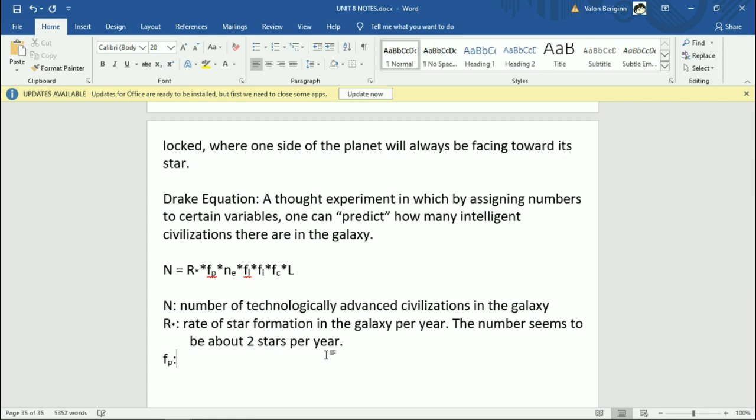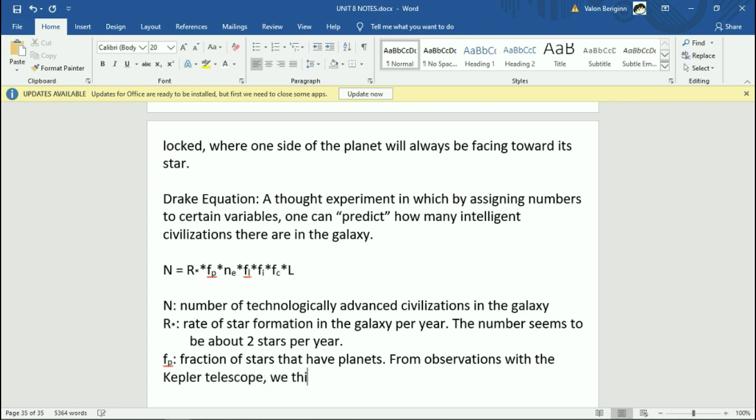FP is the fraction of stars that have planets. And we did not know this at all, because this was first proposed in the 60s or something. This is quite a while ago. The question really was, are planets common, or are they rare? Do most stars have planets, or is our solar system a freak? We had no idea. And from what we have seen, from observations with the Kepler telescope, we think almost every star has planets around it.